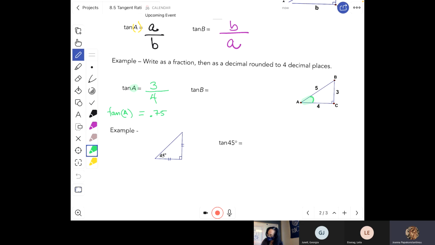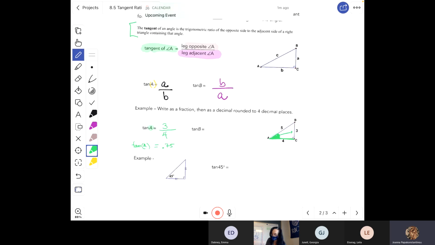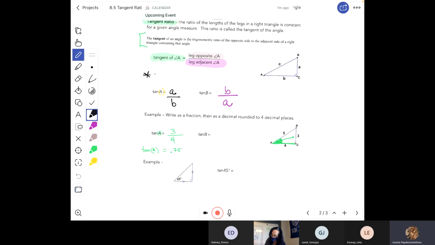So if I'm looking at A, this is my opposite, and then adjacent to this angle, and remember we can't use the hypotenuse, adjacent would be this. This would be the leg that is touching, that is adjacent, that is next to angle A. You can never use the hypotenuse. Never use hypotenuse with tangent. It's only opposite over adjacent.